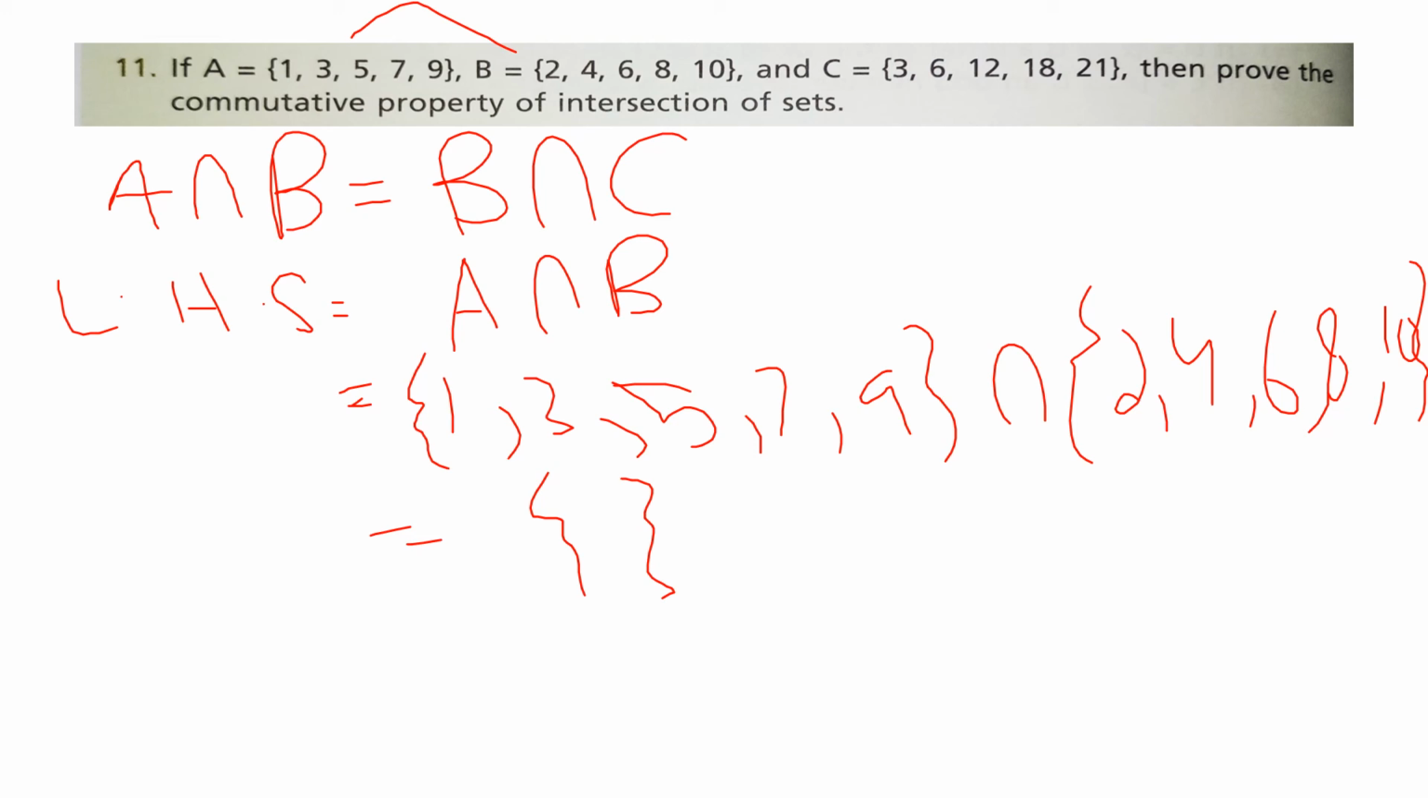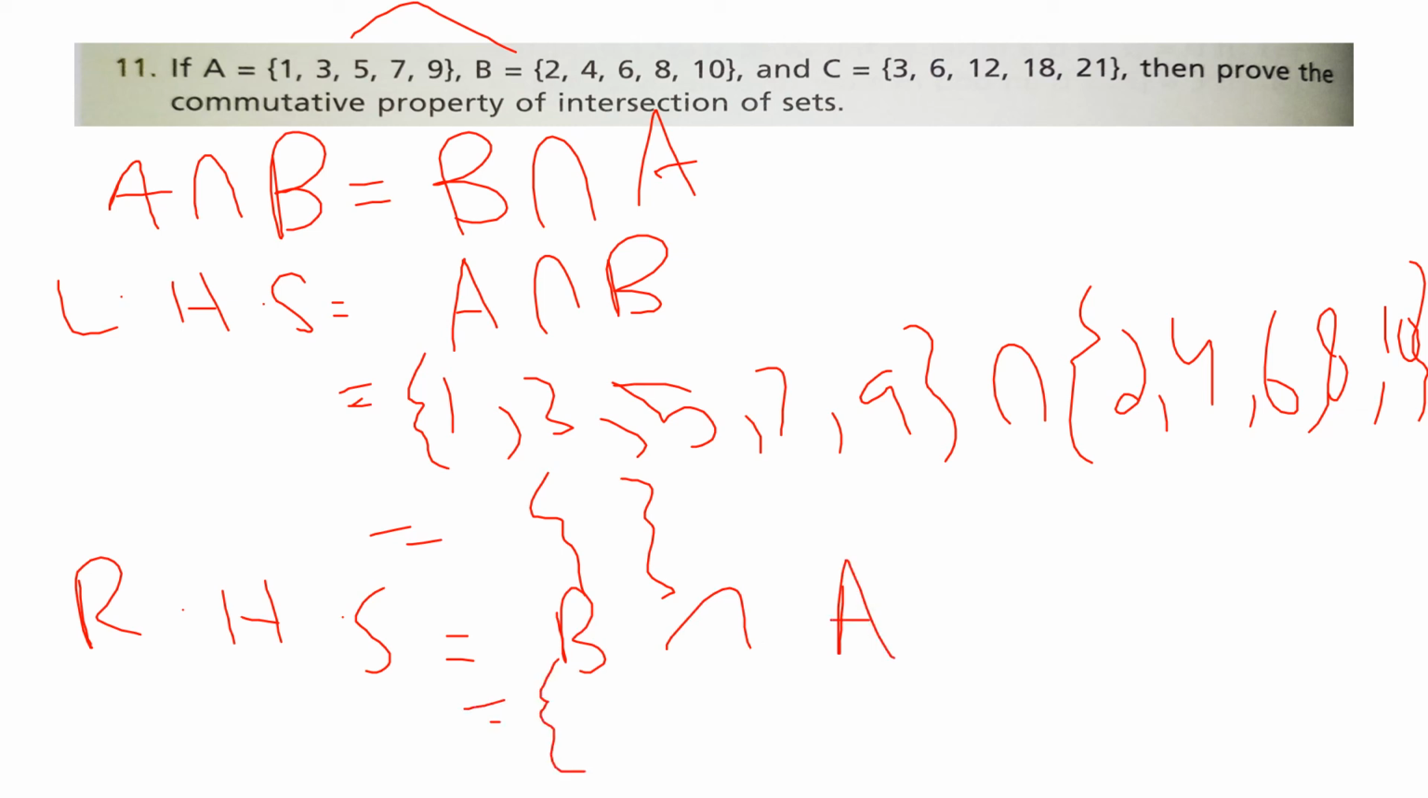Similarly, you have to find the right hand side, where you have to write B intersection A. Now you write set B first, and then set A, and the answer will again be the same, which is the empty set. So both sides are the same. It means that the commutative property of intersection holds in sets A and B. Similarly, you have to check in these two sets.